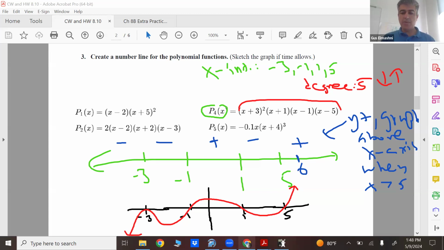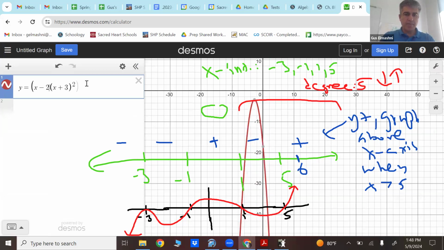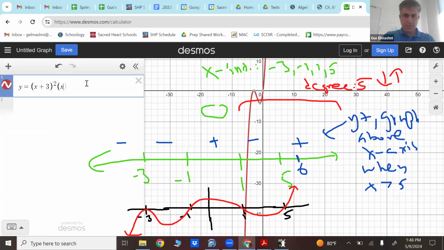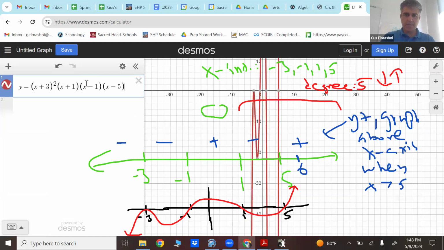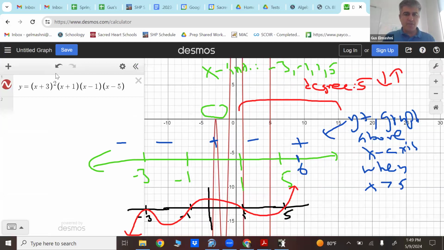Now let me go to Desmos and punch it in. X plus 3 squared. X plus 1. X minus 1. X minus 5. There you go. It's not perfect because I could try smushing the graph a little bit, but you can see if I get rid of all the other junk.